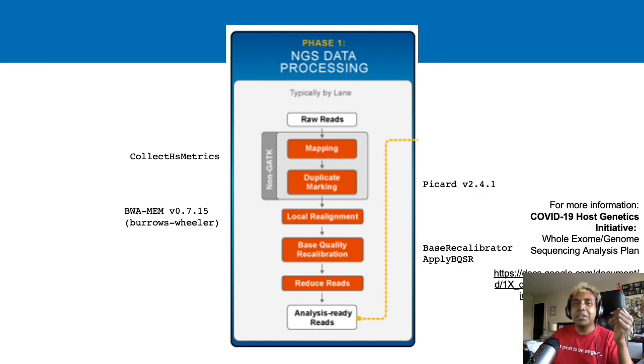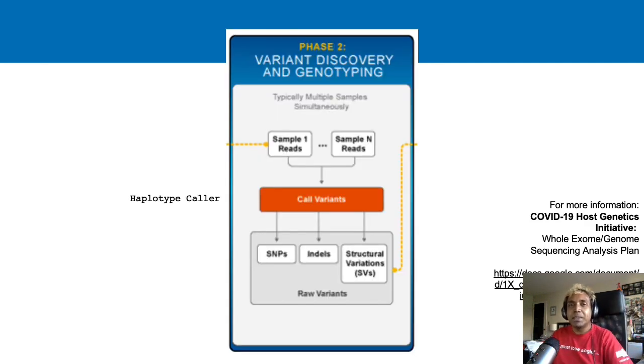And so moving on to phase 2. In phase 2 is the variant discovery and genotyping. So you would have each sample from the FASTQ forward and reverse, or 1 and 2, that you would now have one BAM file. And then sample 2, you'll have another BAM file. Sample 3, you'll have another BAM file, or SAM or CRAM, whatever you prefer, right?